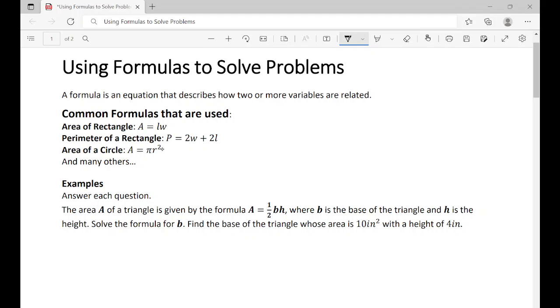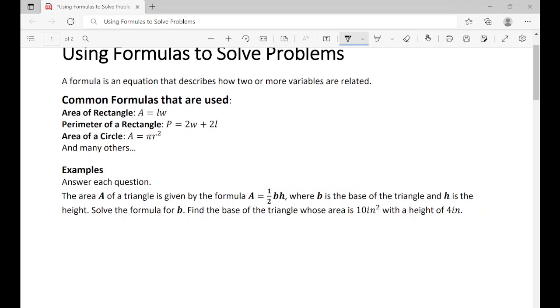Perimeter of a rectangle, P equals 2 times the width plus 2 times the length, and you can interchange L and W if you like. Area of a circle, A equals pi r squared, and many, many others. So let's go through a couple.